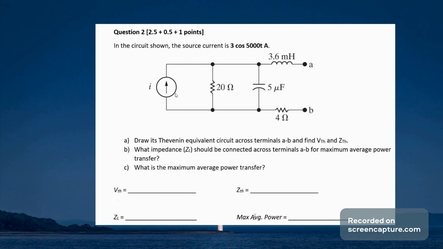So, still pretty easy. That's your maximum average power, and all the steps along the way gave you the impedance L and the impedance Thevenin and the voltage Thevenin.